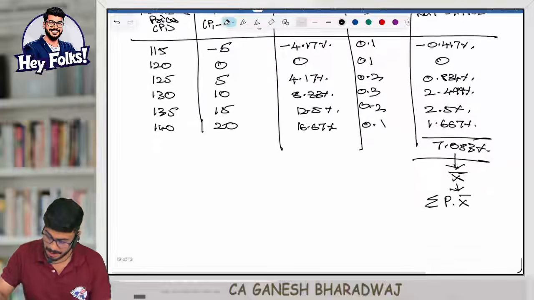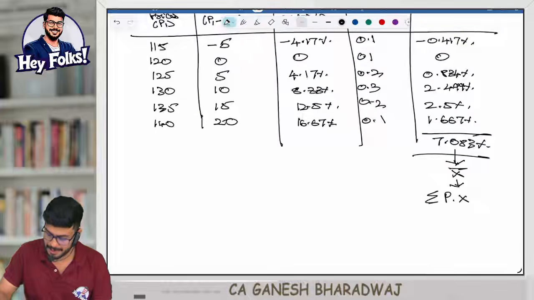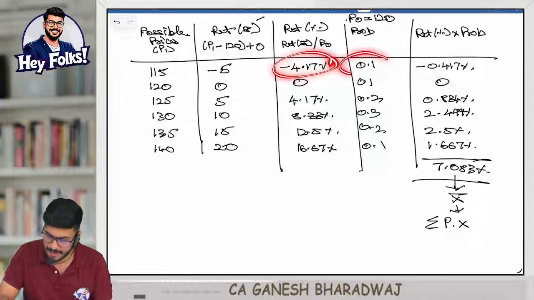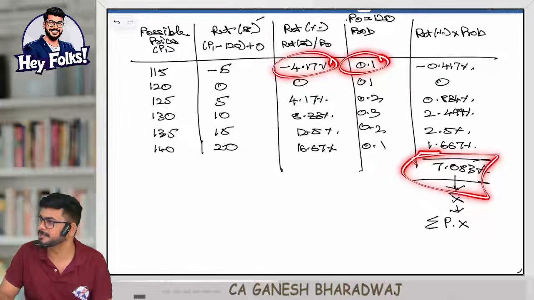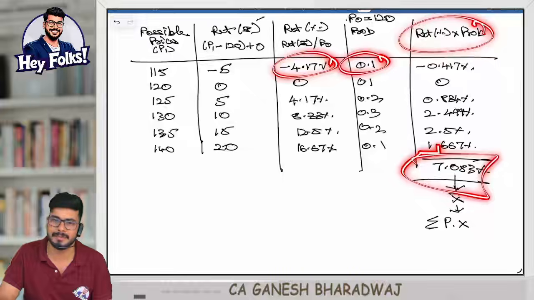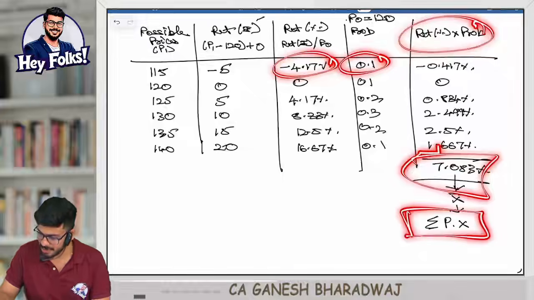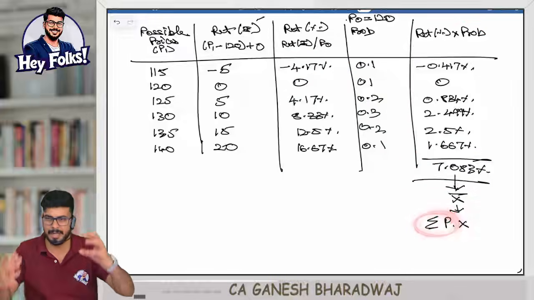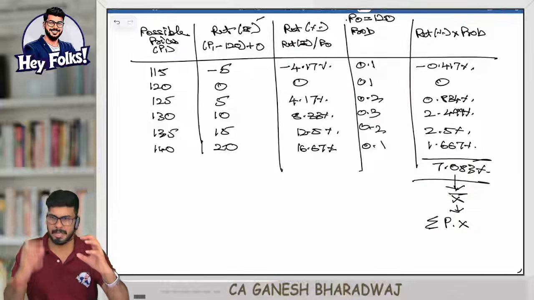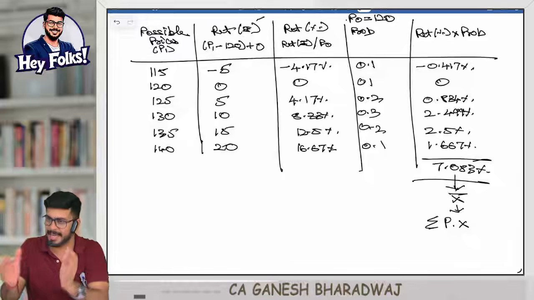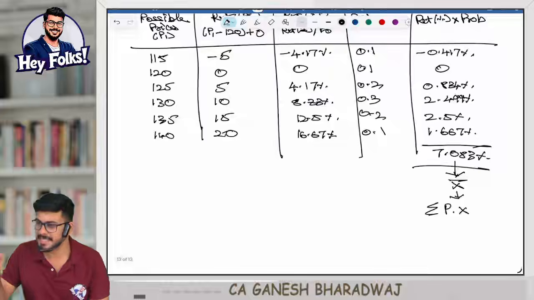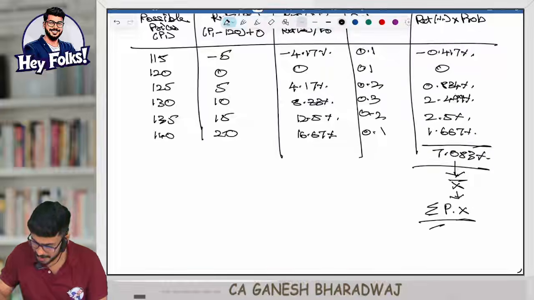Guys, can I say sigma P into X? That is, we are multiplying the return with the probability and totaling it. Am I right? This is nothing but sigma Px. So in case of probability, the expected return is nothing but the multiplication of the respective return with the probability and adding it directly. Or strictly speaking, mathematically, this is sigma Px divided by sigma P.